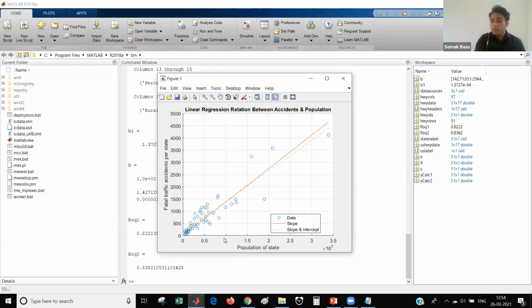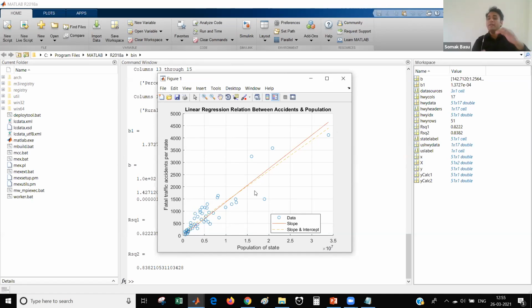For example, if this is the population, say 1 million, so this is actually 10 to the power 7, that is in crores. If the population is 1 crore, then what is the number of accidents? Slightly above 1000. If the population is around 2 crore, then the number of accidents is around 1500. If the population is around 3.5 crores, the number of accidents is around 4200. So as the population increases, the number of accidents also increases.